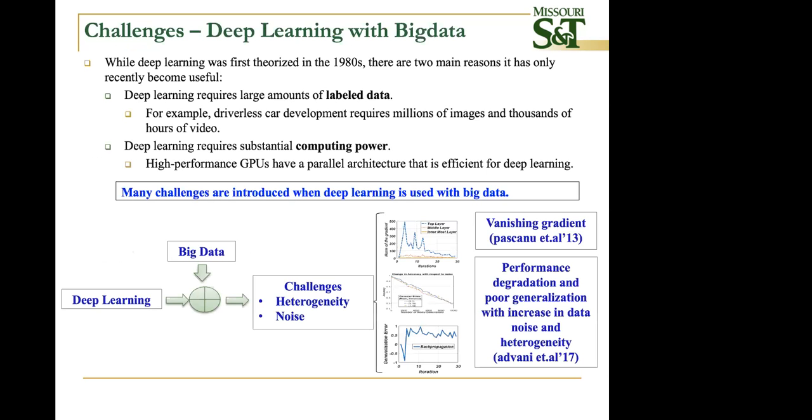So what are the challenges? We talked about it. Although it was theorized in the 1980s, it has become more popular only recently, because deep learning requires large amounts of labeled data. That means labels are used as targets, and most deep learning methods use what we call supervised learning, okay? Driverless car development requires millions of images and thousands of hours of video. This is what I was talking about with Tesla or something. They have to really train it on a track.